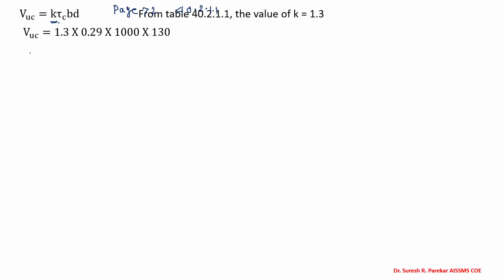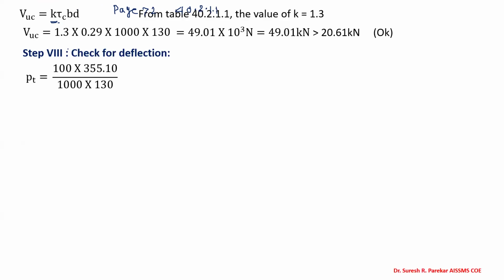per mm square. Now see, in some books this is given K. Actually, we have to consider K. But if your value K is greater than 1, if you will go to page number 72, 40.2.1.1, and there they have mentioned this. K value 1.3, if we will not consider, it's okay, because that value again will be greater than VUC.